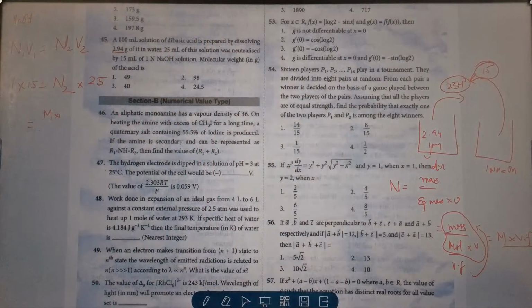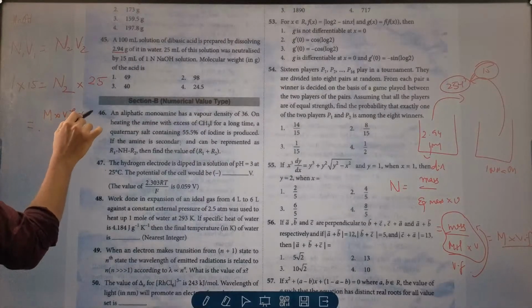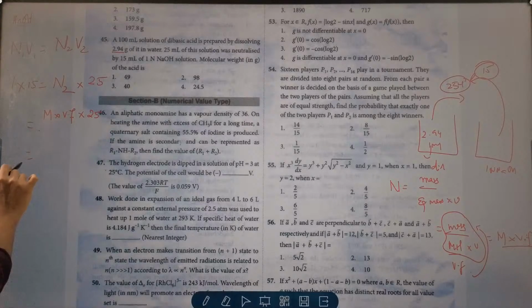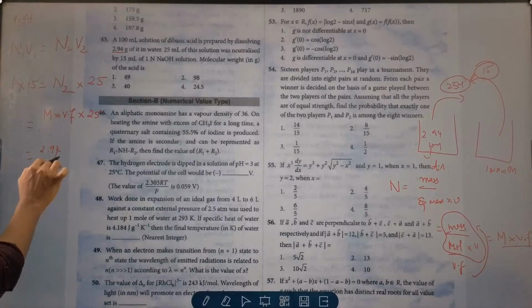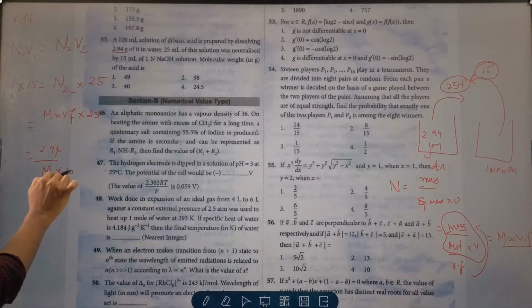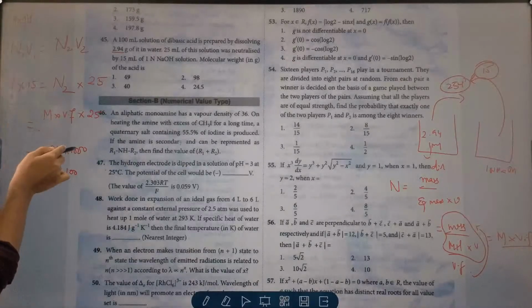So molarity into valence factor, multiplied by 25. How to find molarity? It is number of moles. Number of moles is given mass divided by the molecular mass, that we don't know, multiplied by 1000 divided by the volume. So molarity is this over volume. This is molecular mass. The volume is 100 ml, so in liters it should be 100 upon 1000. It's a dibasic acid, so multiplied by 2.